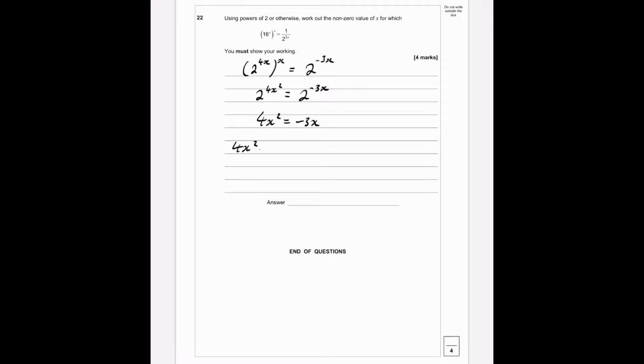And then, so 2 to the power of 4x squared is 2 to the power of minus 3x, so 4x squared must be equal to minus 3x, 4x squared plus 3x must be equal to 0, factorise out the x. We'd get two solutions, x equals 0, x equals negative 3 over 4. However, the question says work out the non-zero value of x, so let's get rid of x equals 0, and take x equals negative 3 over 4.